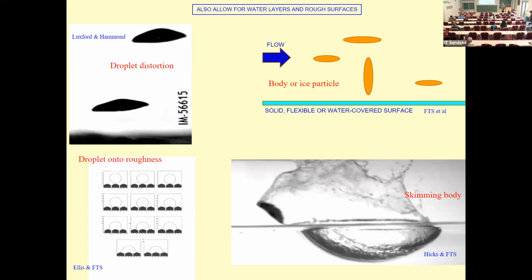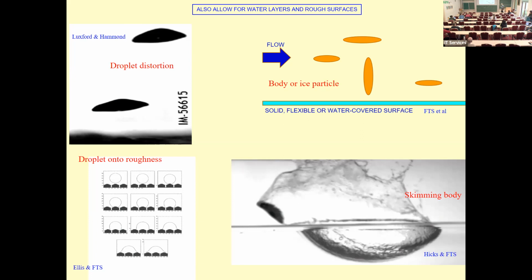In this case, it's a droplet coming down, I think in a vertical tunnel, but I'm not sure. They're coming down, about to splash into the water layer. And already there's been interaction. This droplet started life up top as a spherical droplet. It's been heavily distorted before the impact. So lots of physical things going on here: droplet distortion, different particles.